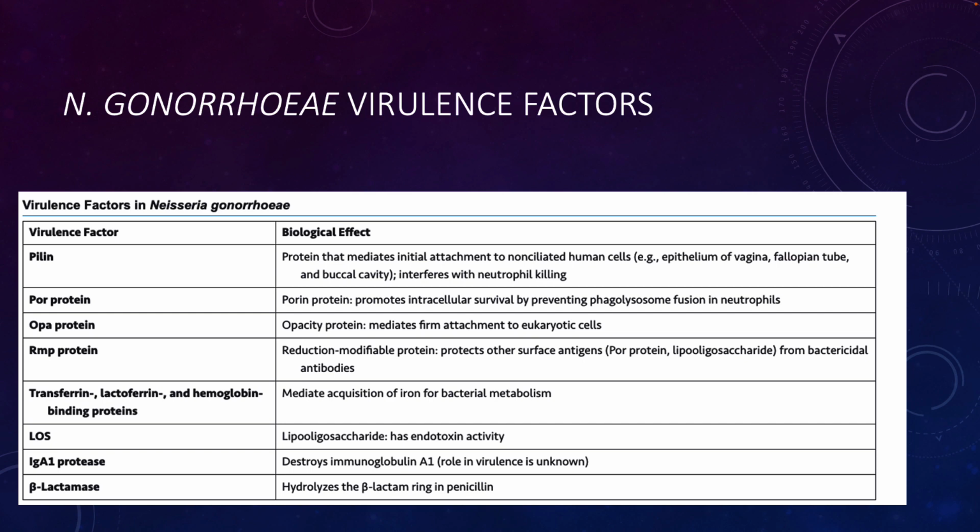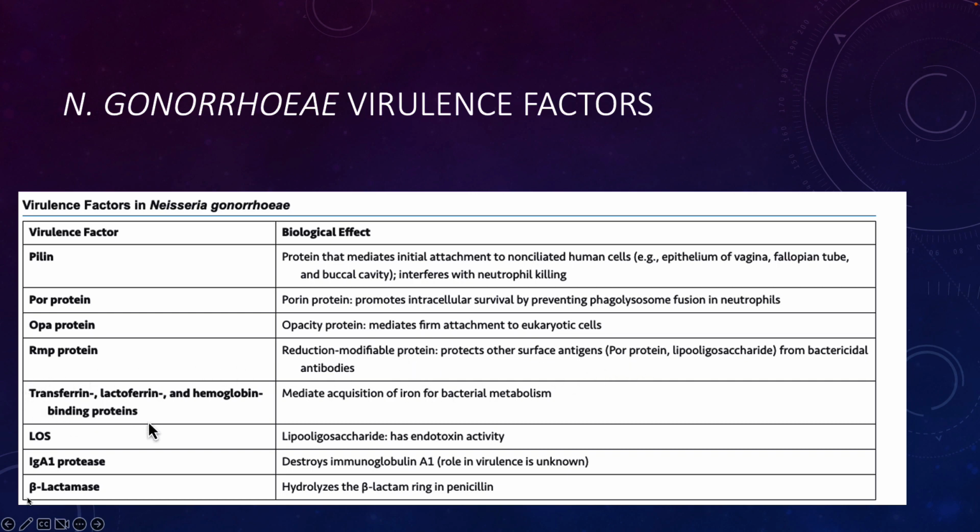I always think that adhesion is really important. So Neisseria gonorrhoeae can use a pillin protein for initial attachment to non-ciliated human cells. There are a lot of places it can bind, so the epithelium, fallopian tube, buccal cavity. This protein also helps interfere with killing by neutrophils. They have a protein called OPA, which helps mediate even better attachment. They have immune evasion in the form of preventing phagolysosome fusion and hiding their surface antigens.